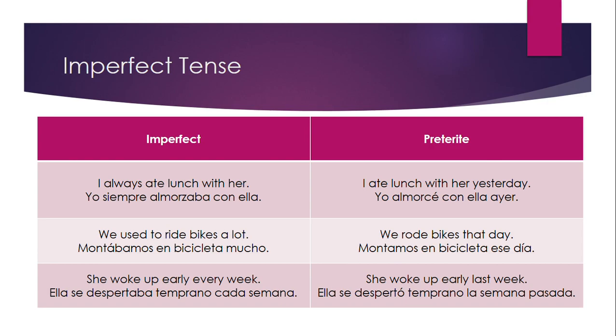And finally, she woke up early every week. Ella se despertaba temprano cada semana. Or the preterite version, she woke up early last week. Ella se despertó temprano la semana pasada. So notice some of the differences in the kinds of words that will clue you into using the imperfect tense. Words like always and a lot or every week, those time words would trigger you to use the imperfect, as opposed to yesterday, that day, or last week, the specific times that clue you in to use the preterite.